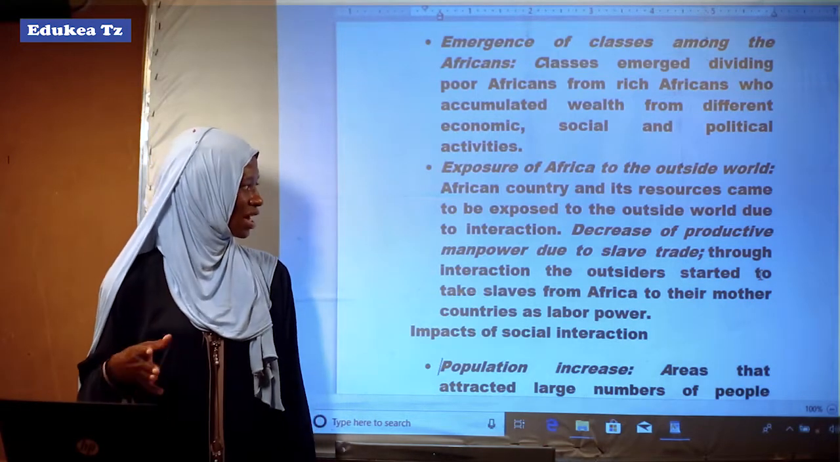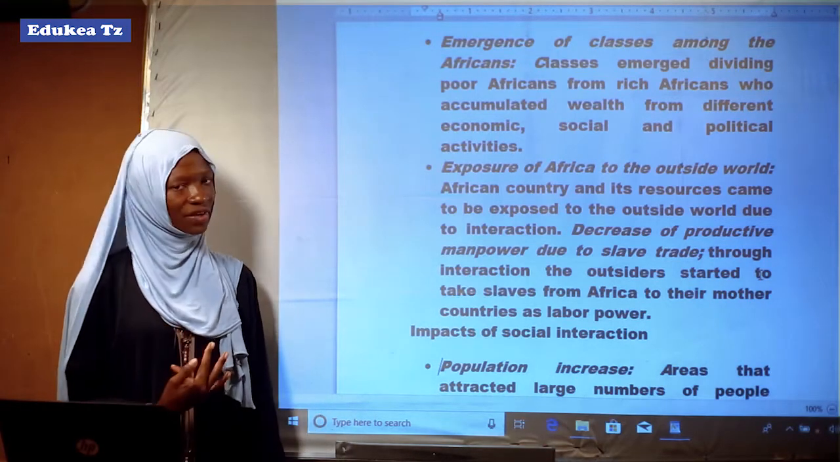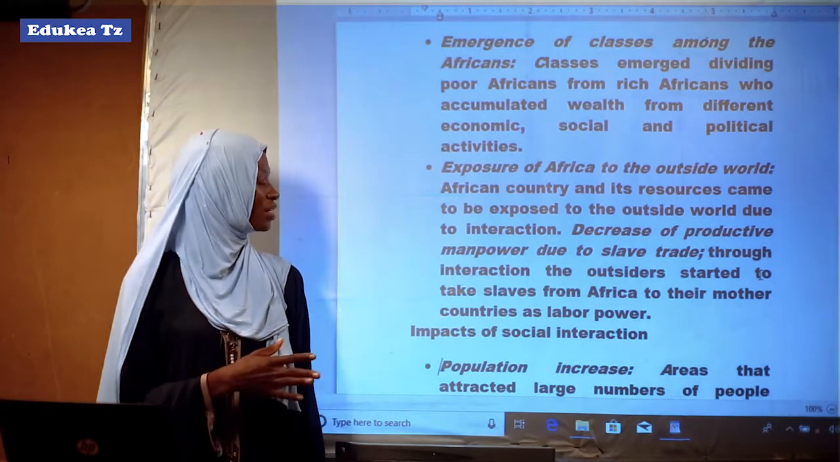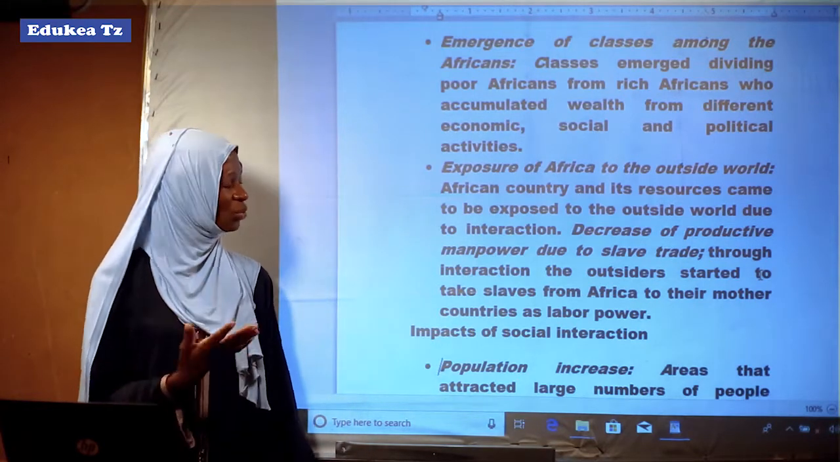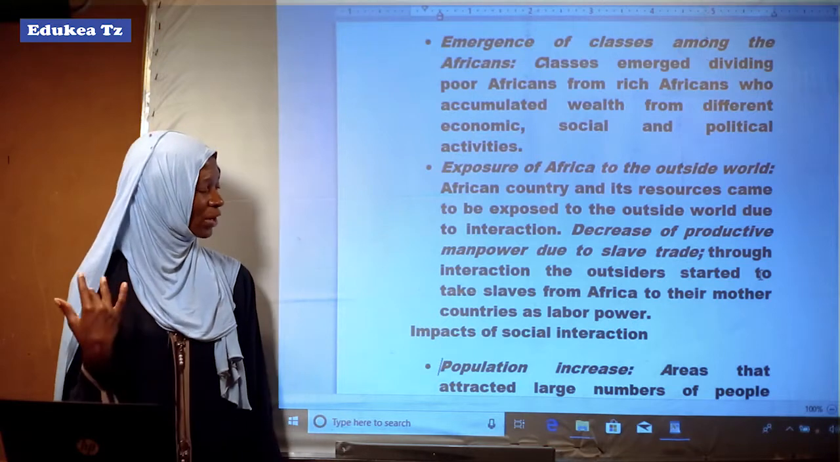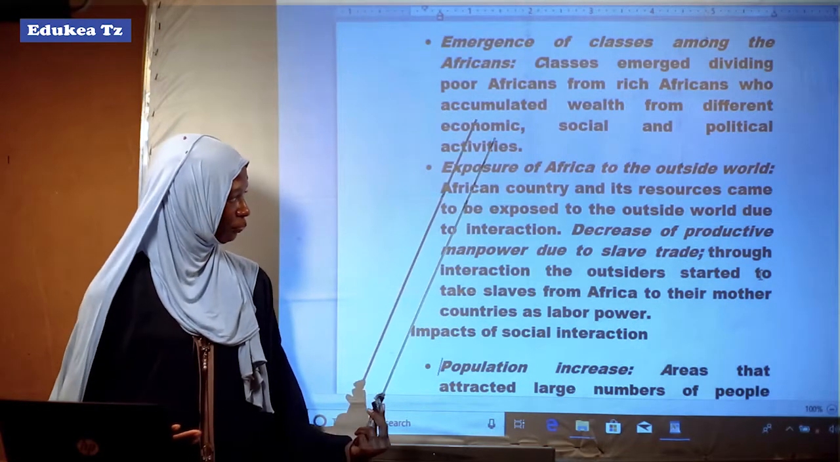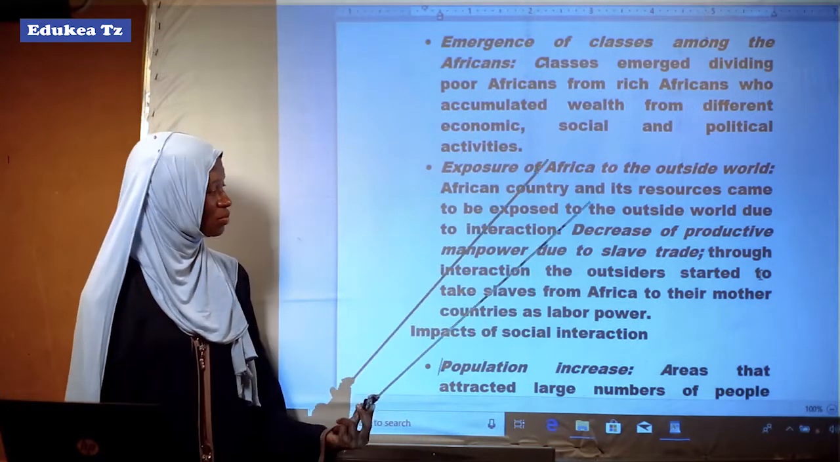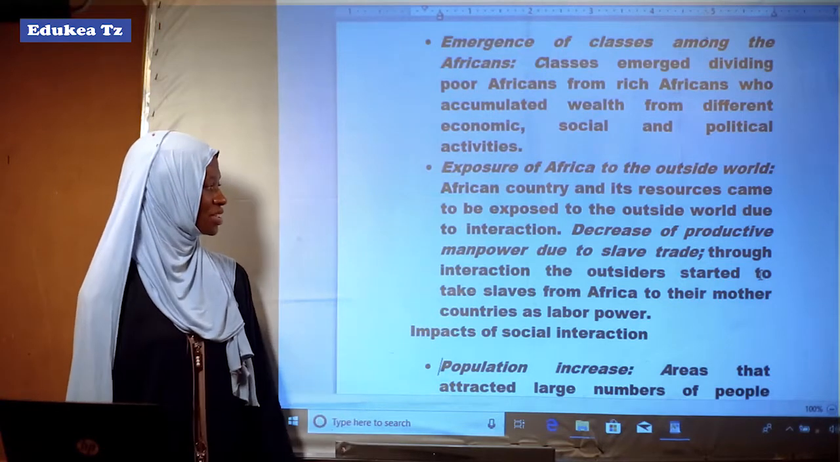They made the Arabs know that, oh, there is Africa. Oh, there is Africa, from Europe, maybe Europe or Asia. So this made Africa to be exposed to the outside.